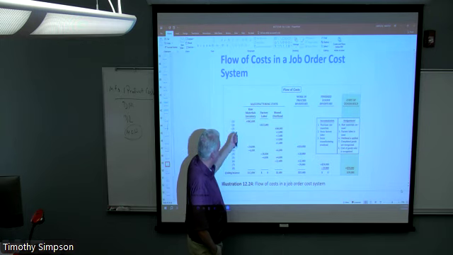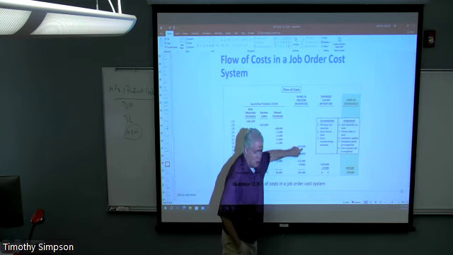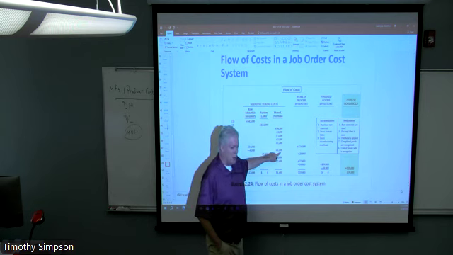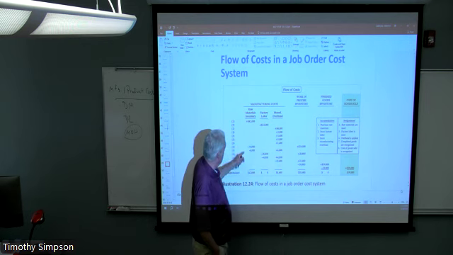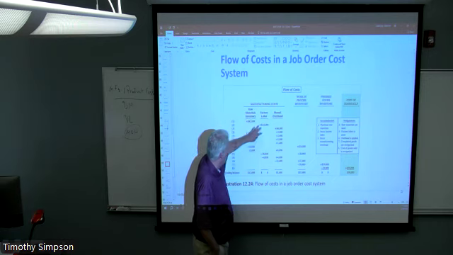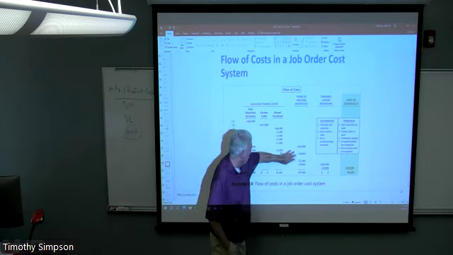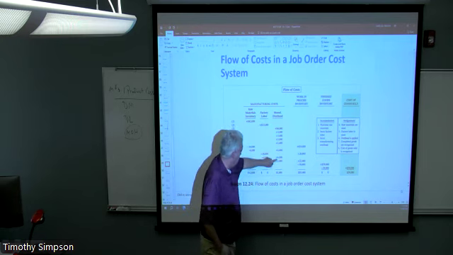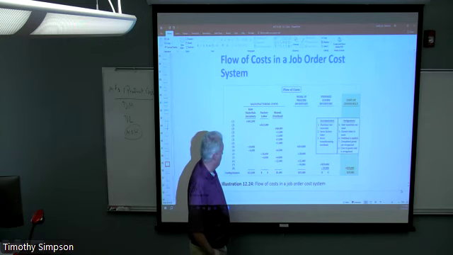And then we were requisitioning these materials, 24,000, which was direct, and it went straight over to work in process. 6,000 was indirect, and so it was pending for a bit in manufacturing overhead. Notice that whenever we move something here, we're recording at least two different accounts. That's a key concept in accounting. Factory labor, we incurred 32,000, of which 28,000 was direct labor, which we moved over to work in process immediately, and the 4,000 we put as pending in manufacturing overhead.